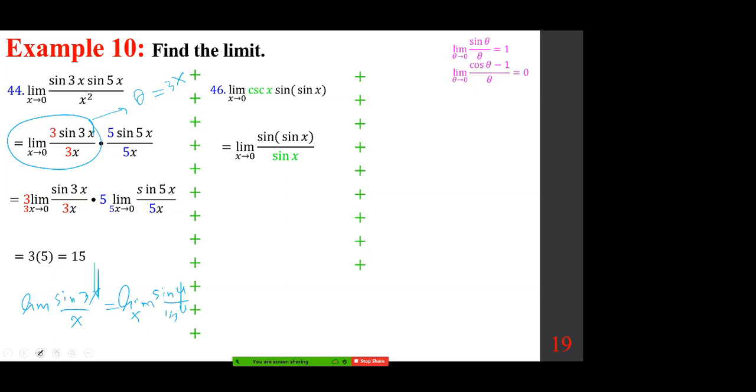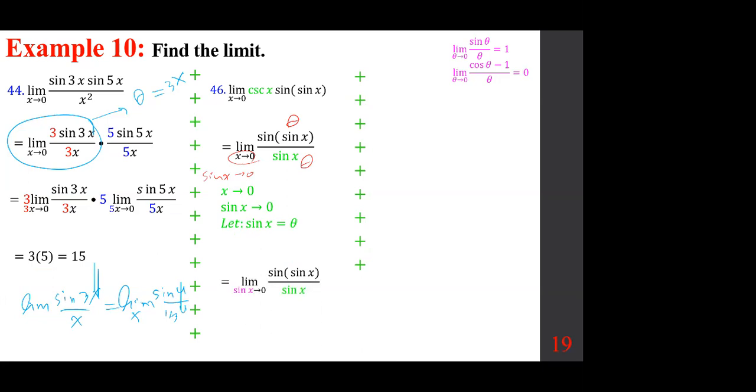So take a look. You just mentioned the substitution. So if you let sine x be theta, then if x goes to 0, sine x goes to 0, right? We can write that. X goes to 0, sine x goes to 0. So let sine x be theta. This is the substitution you just mentioned. And therefore, we can rewrite it as such. And that's equal to 1. With the substitution, we get to the answer.